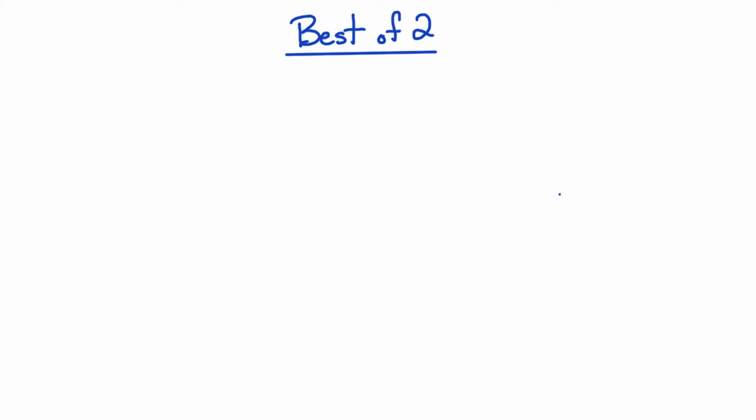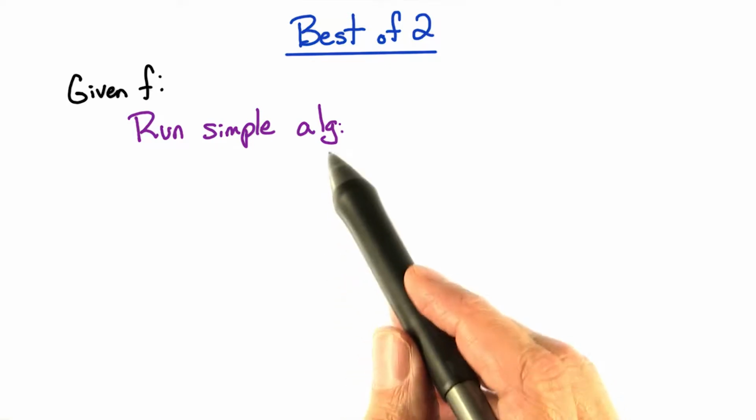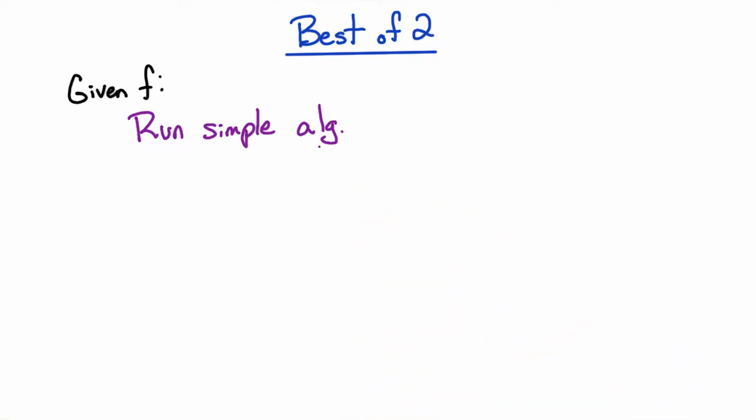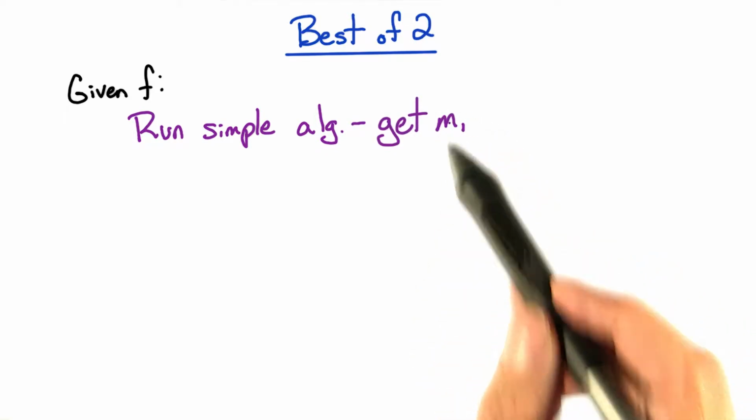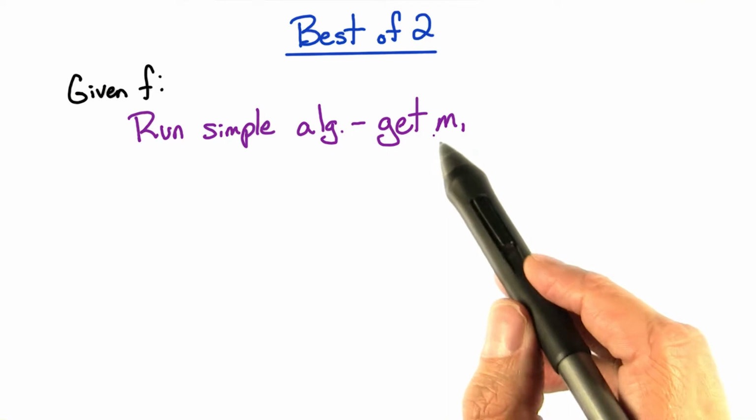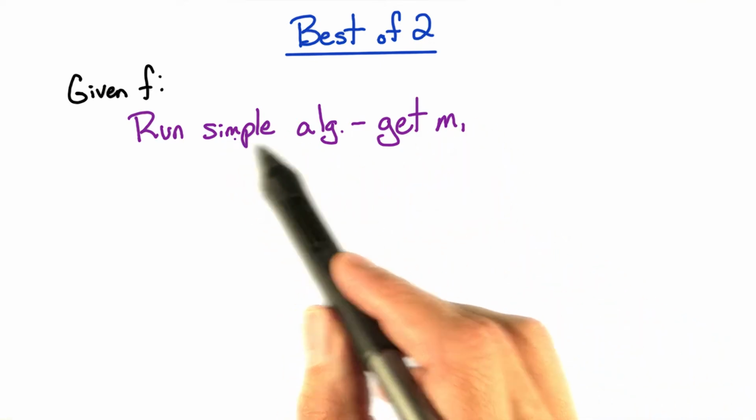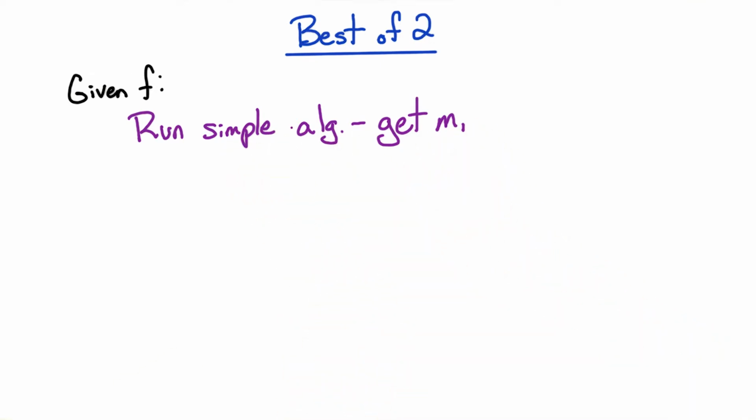Here's our combined algorithm. Take our input formula f. We first run the simple randomized algorithm, which assigns each variable true or false independently with probability of half. And we get an assignment which satisfies, let's say, M1 clauses of f. So M1 is the number of clauses satisfied by this simple randomized algorithm.